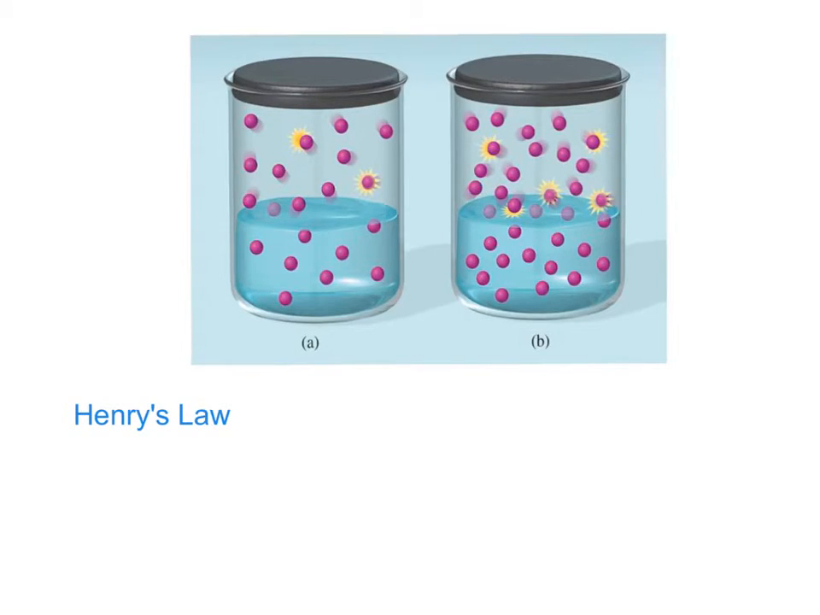So it turns out that we have a law that can actually describe this, and that is Henry's law. Henry's law just states that the concentration of the gas within the solution is going to be proportional to the pressure of the gas over the solution. Now, if this is a proportionality, how can we change that to an equality? Well, it turns out we can do that with a proportionality constant.